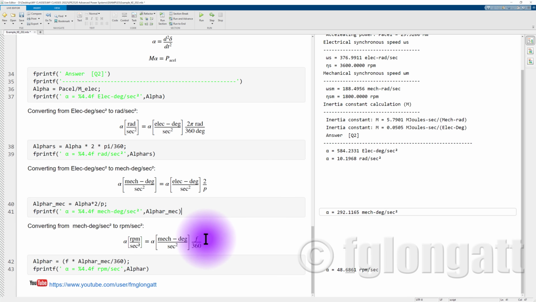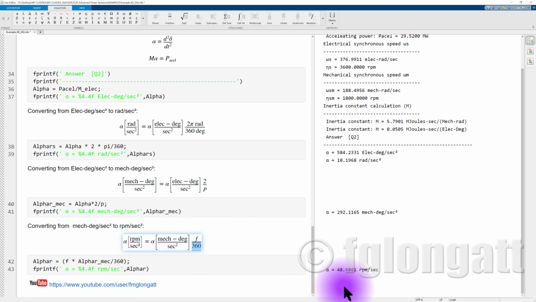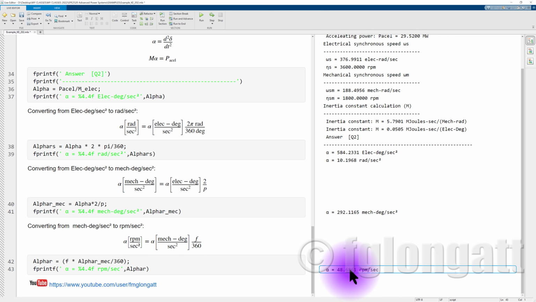Finally, but not the end, we will present the results now in this very interesting unit, RPM per square second. And that is extremely simple because alpha will be the mechanical degrees per square second multiplied by F and divided by 360. And we obtain here that alpha, the acceleration, will be equal to 48.68 RPM per square second.